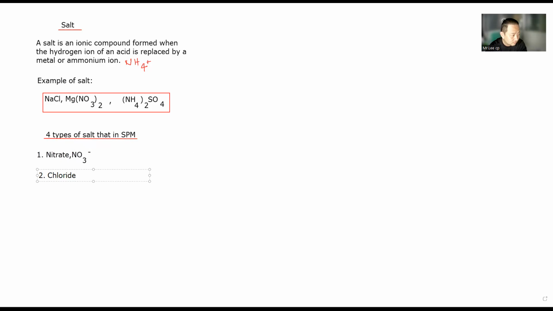Now, the second salt that you need to memorize is chloride, which is Cl minus. Sodium chloride, magnesium chloride, calcium chloride, lead chloride. This is another salt that you need to memorize. The third salt is sulfate, SO4 2 minus.